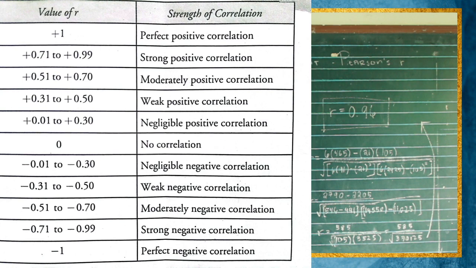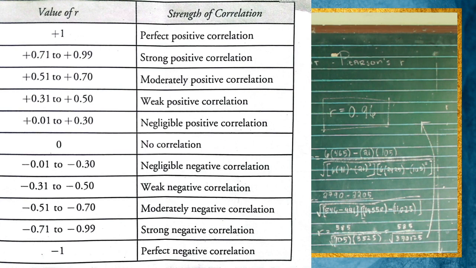Pero kapag negative 0.01 to negative 0.3, that is negligible negative correlation. Pag negative 0.31 to negative 0.5, they have weak negative correlation. Pag negative 0.51 naman to negative 0.7, they have moderately negative correlation. And if negative 0.71 to negative 0.99, they have strong negative correlation. Pag negative 1, perfect negative correlation.